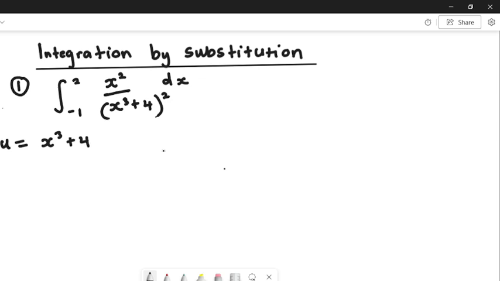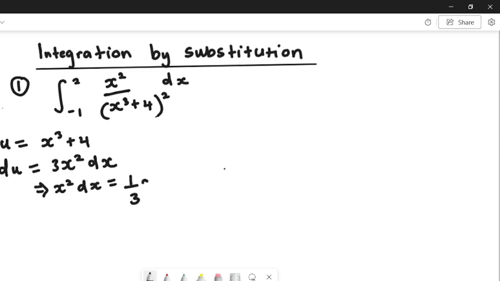We are choosing u to be x cubed plus 4 so that we are able to make a substitution for x squared. And we remember that substitution is the inverse of integration. So if we differentiate, du/dx is 3x squared, but now we have x squared dx. We make x squared dx the subject, so x squared dx is equal to 1/3 du.